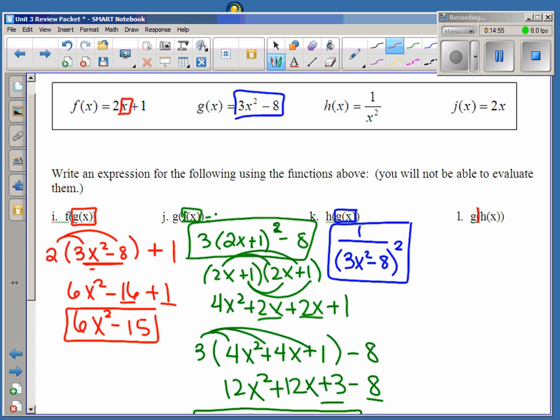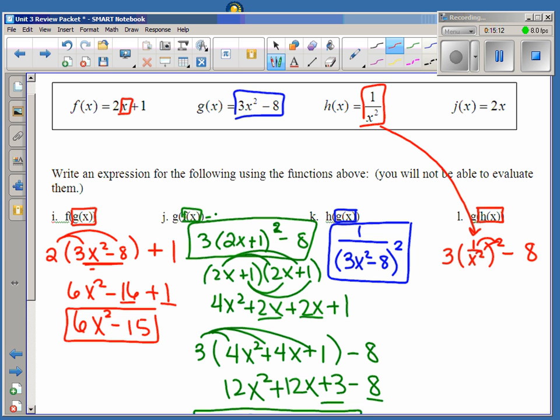Right, and the last one: take h of x and stick it into g of x. So g of x is 3 x squared minus 8. Now I'm taking h of x and I'm replacing it. So it's 3 times (1 over x) squared, minus 8. Now I will simplify this one.